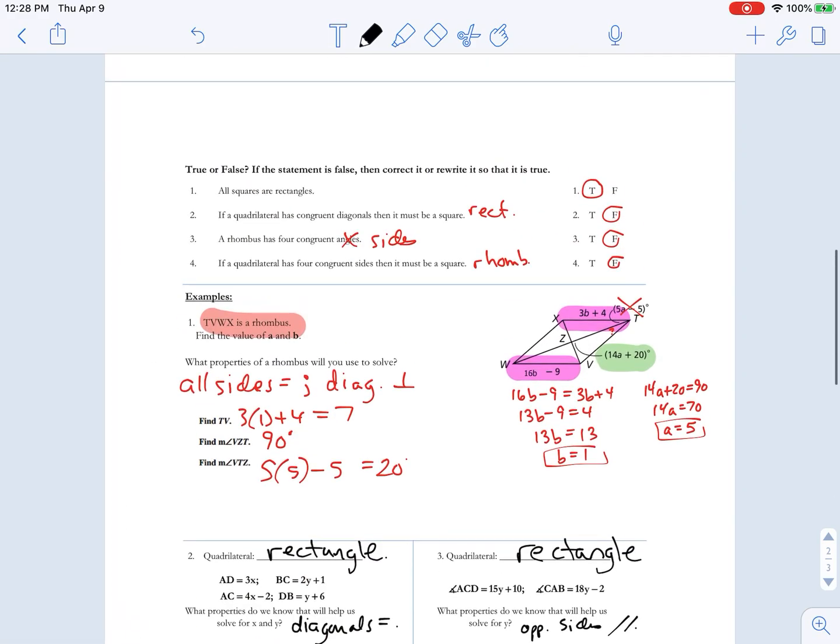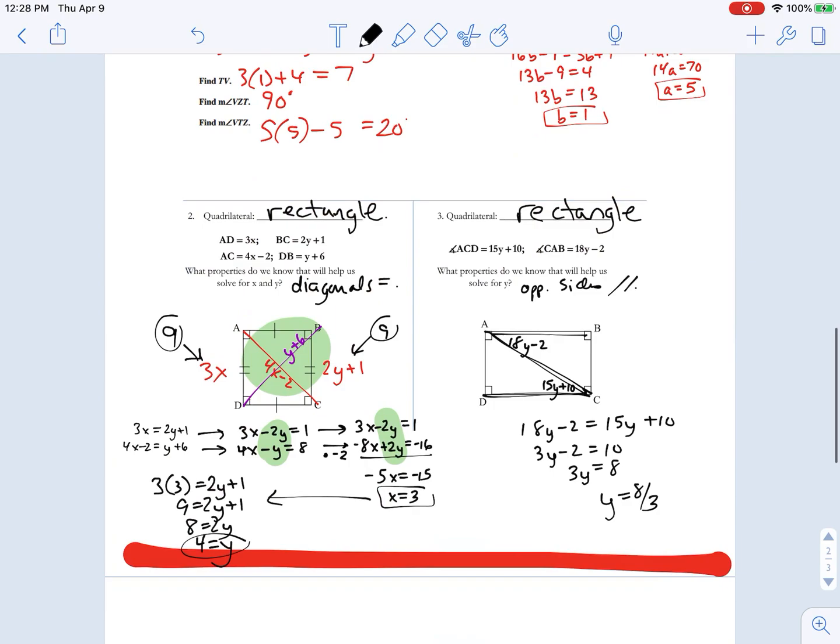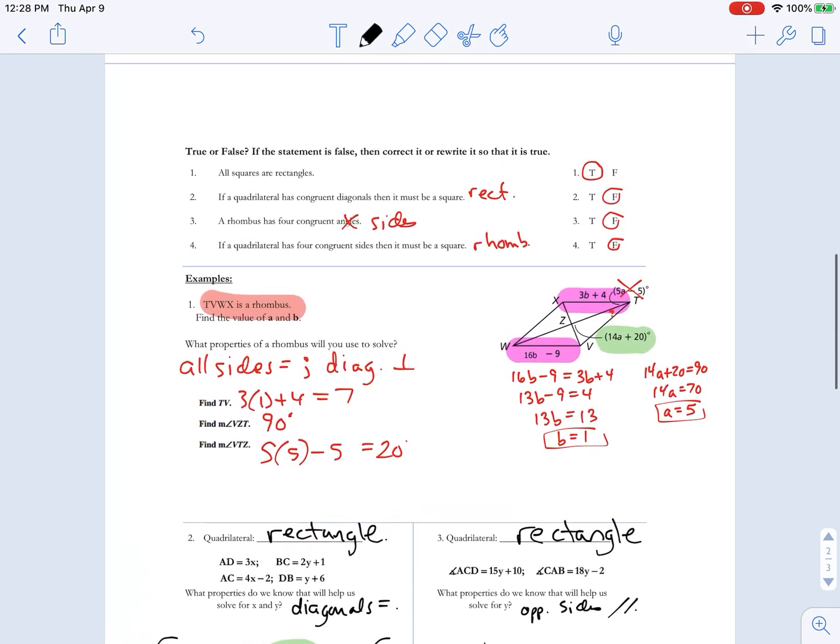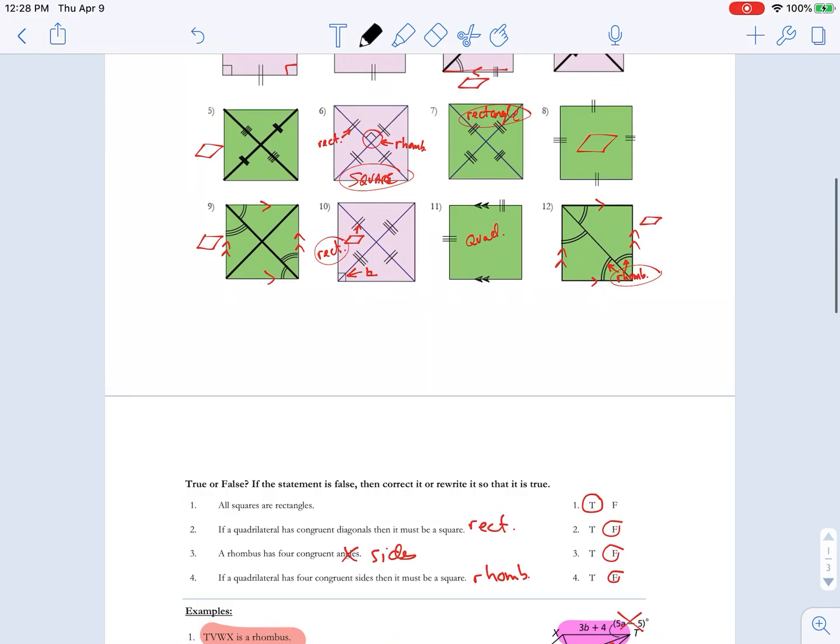So that's the idea, guys. We have a bunch of examples here, a lot of algebra, but it's not just algebra. We have to know the facts of rectangles, rhombuses, squares, and parallelograms in order to do these problems. So you do need to be able to identify shapes, be able to answer true-false questions, and possibly algebra.